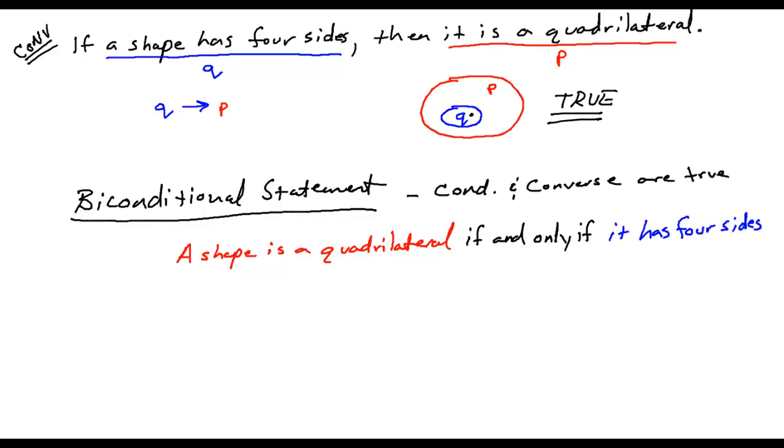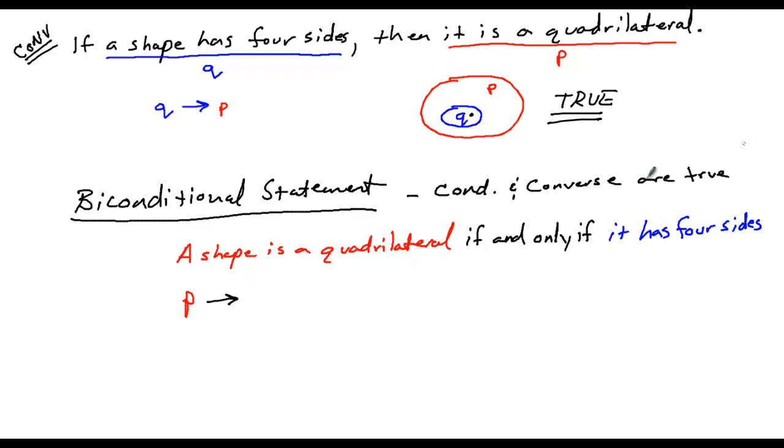Okay, so a biconditional statement is just a statement that is true both ways. So I could say, if a shape is a quadrilateral, then it has four sides. Or I could say, if a shape has four sides, then it's a quadrilateral. And we write that by putting the hypothesis and the conclusion, and we put "if and only if" in the middle.